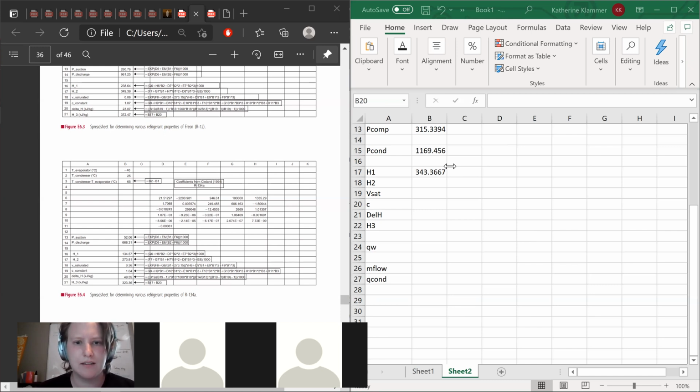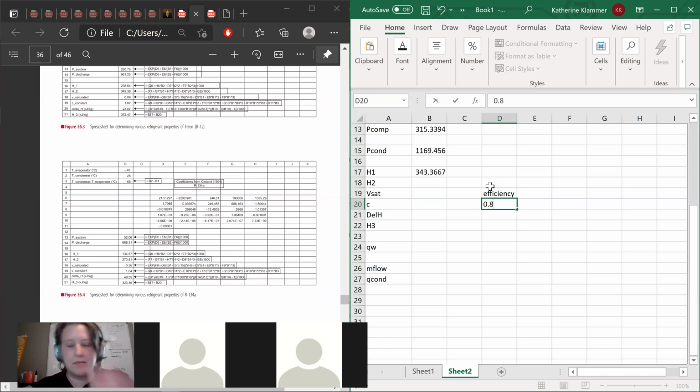I don't know. Okay. Oh, sure, 80%. That's when we're talking about the efficiency of the compressor. So if it's 80% efficient, that's going to be 0.8. So basically, we're saying that the compressor is going to have to put in about 20% more work to get the same amount of cooling.